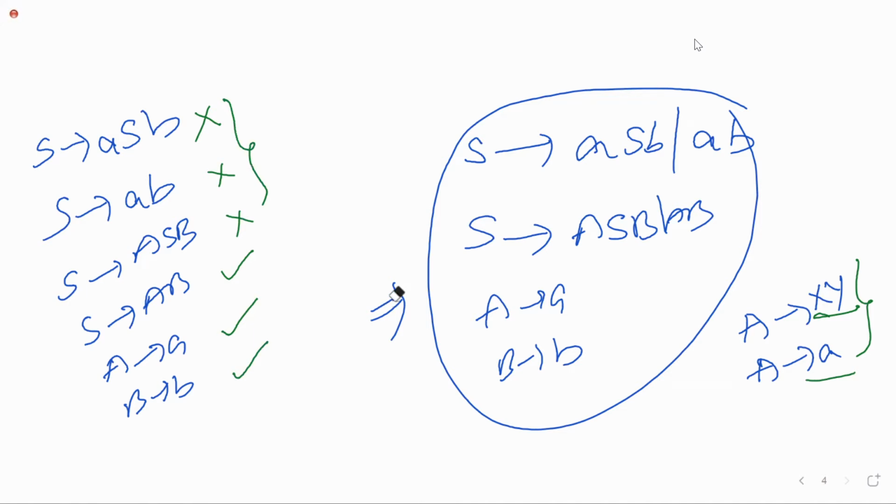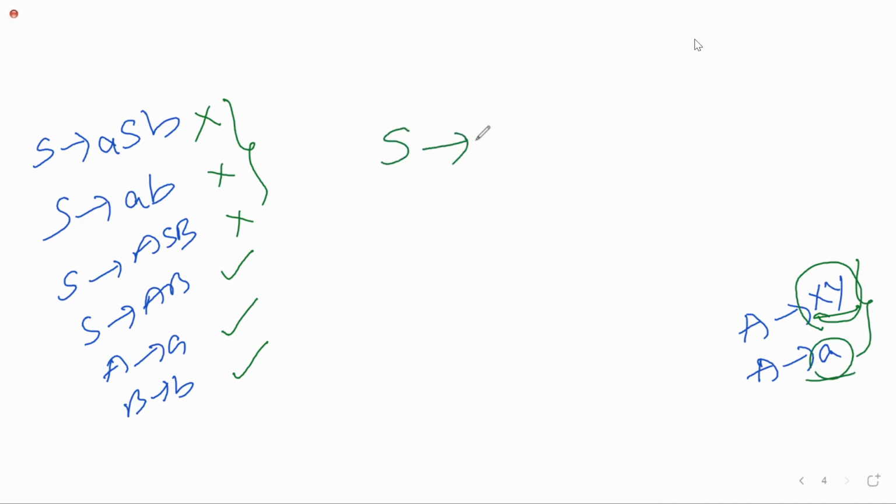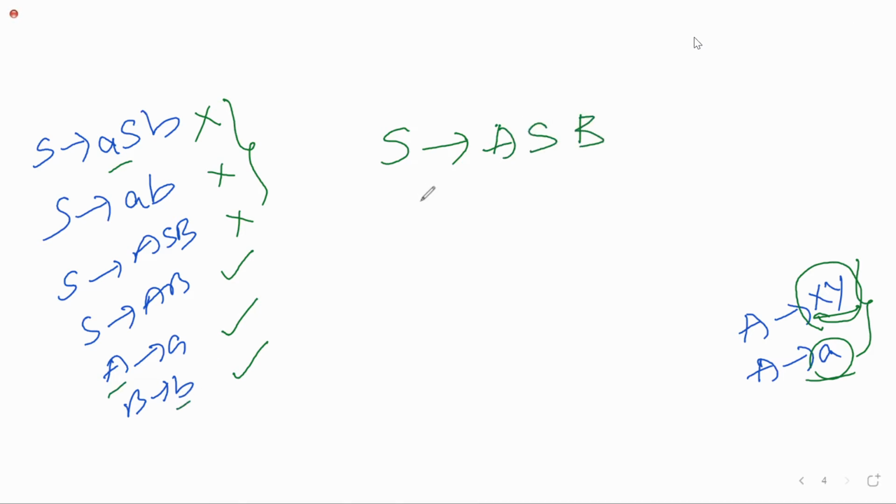How can we arrange? I'm writing here itself. Are you following? Now we have to arrange them either in XY format or in the terminal format. First I'm trying: S tends to, in place of A, can I replace A? Yes, I can. In place of capital B, can I replace B? Yes, I can. Next, S tends to AB, I can replace capital A and B.